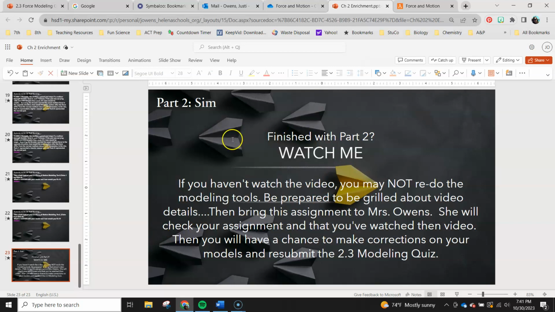Once I've checked you off, again, you guys can come talk to me. Your code word for this one is going to be C star. So come tell me that. Show me how you guys maybe would check your models, and then you guys will be allowed to go in and make corrections on that.